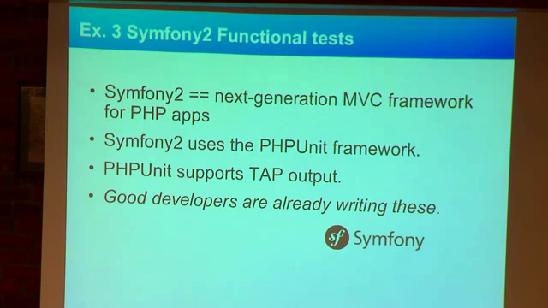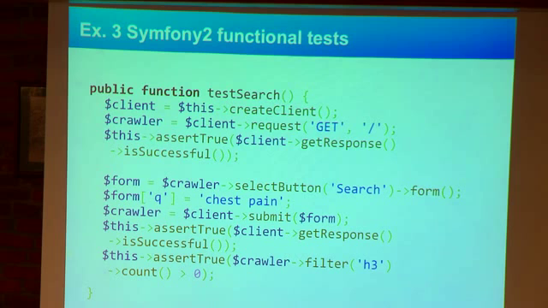The third example is using the Symfony framework for PHP. It's sort of inspired by Ruby on Rails. Symfony 2 uses the PHPUnit framework, which is the most widely used unit test framework for PHP, and PHPUnit supports TAP output. So if you have modern developers writing applications for you or selling them to you, they're already writing this sort of functional and unit tests. Symfony has its own framework for simulating a browser and browsing the application and interacting with it.